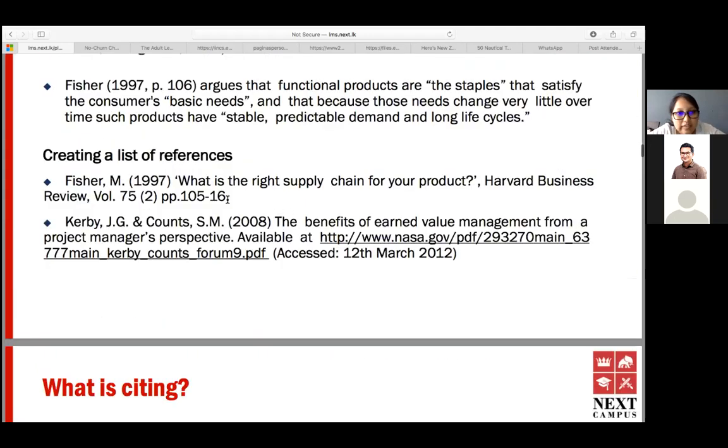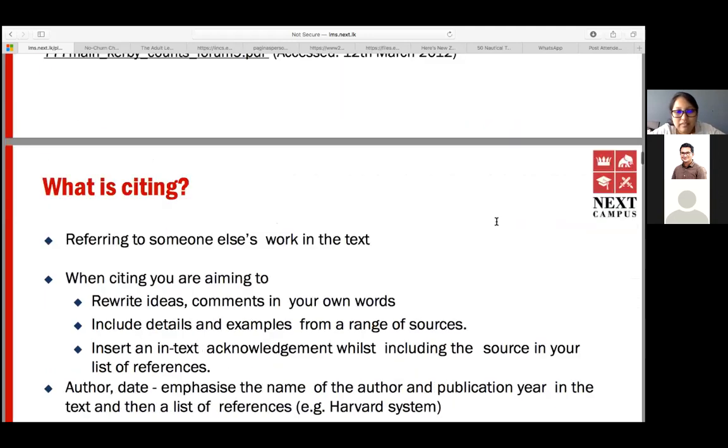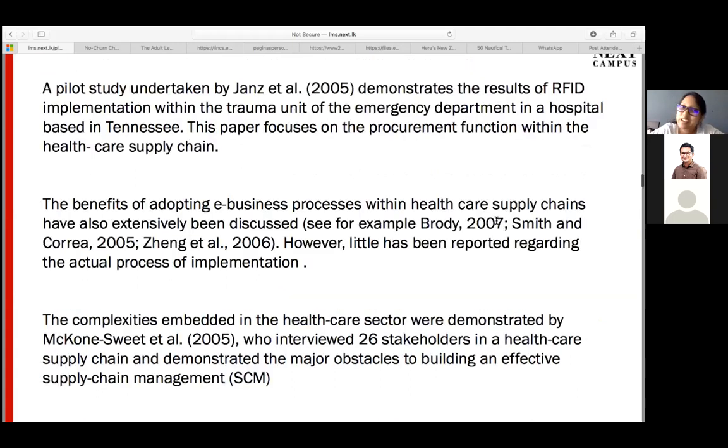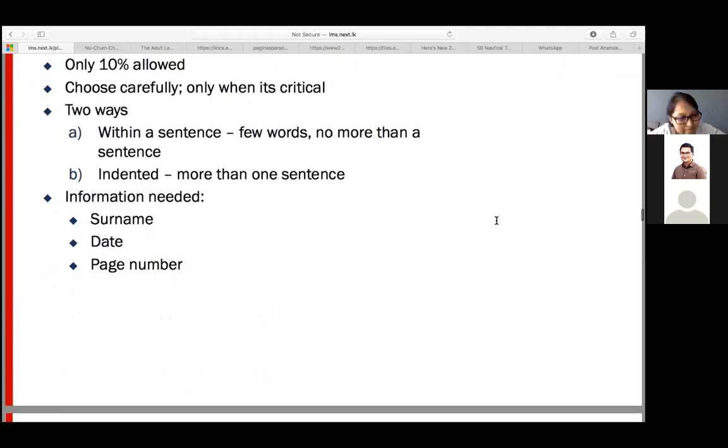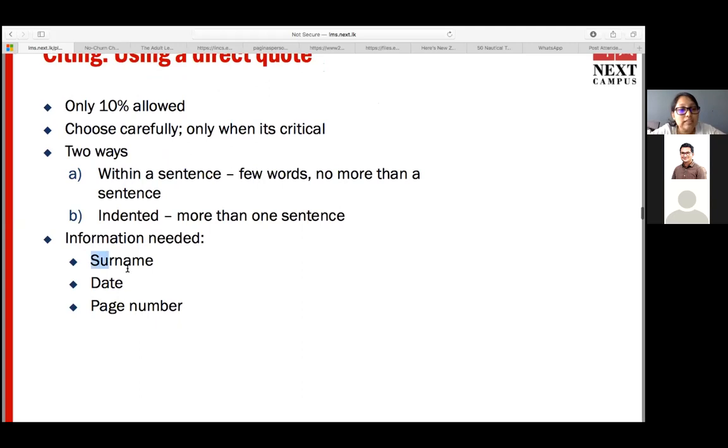Now here, these are direct quotes, but that doesn't mean you have copied everything that the author says. Here and there, you have used part of the sentence, not the entire sentence. Because remember, direct quotes are not that welcome in the academic world. You can use it, of course, but very sparingly. So if you are using a direct quote, you have to have the author's surname, date, and the page number.